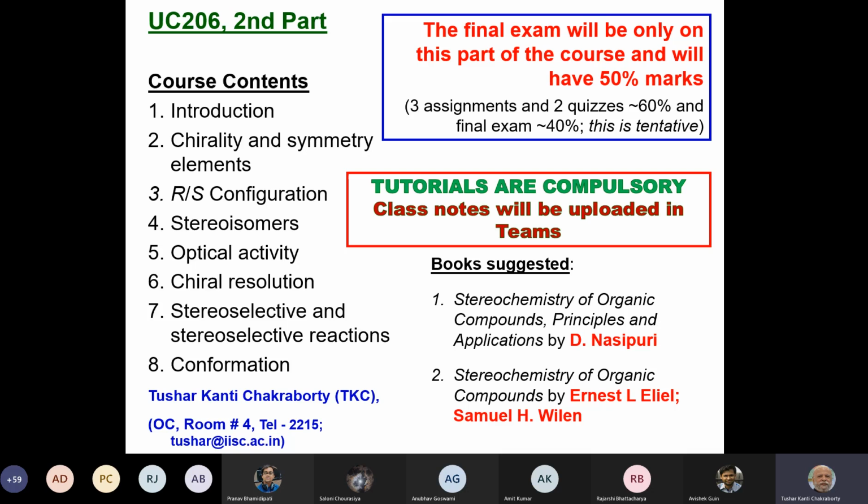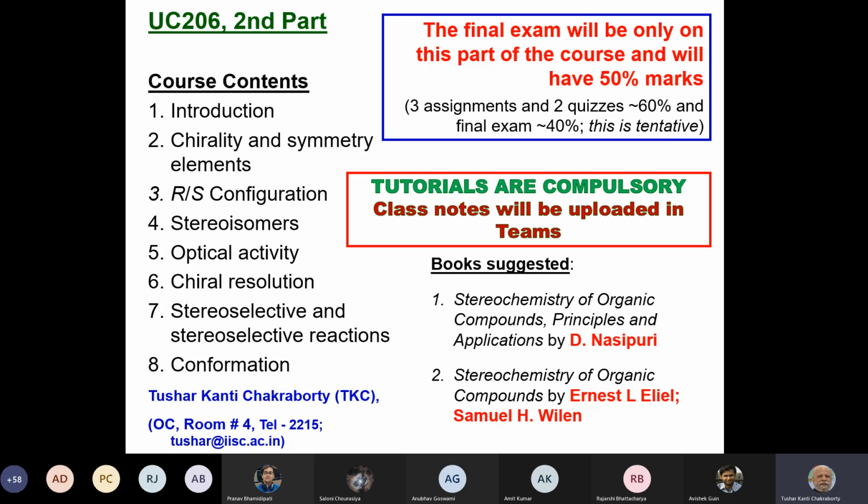So today I'll give an introduction on why we need to learn chirality, and some of these things like RS configuration and symmetry elements you might have already read in your intermediate, but it is better to go through them once again. And then we'll talk about various kinds of stereoisomers, and then we'll talk about optical activity and one of the most important aspects of stereochemistry. And then we'll talk about chiral resolution. We'll talk about stereoselective and stereospecific reactions, and then at the end we'll talk about conformation.